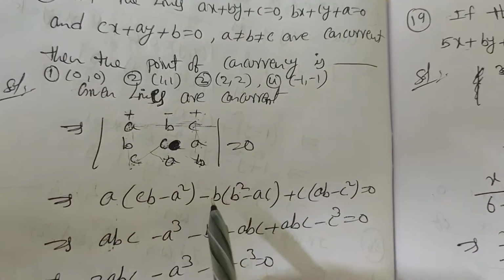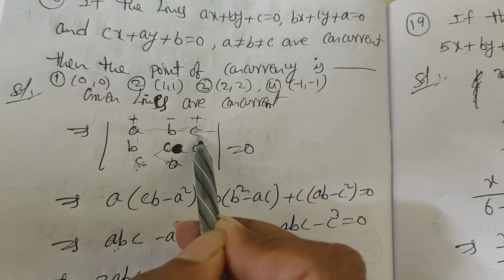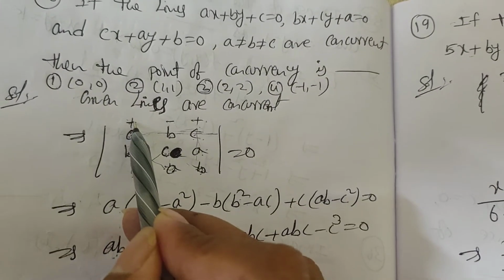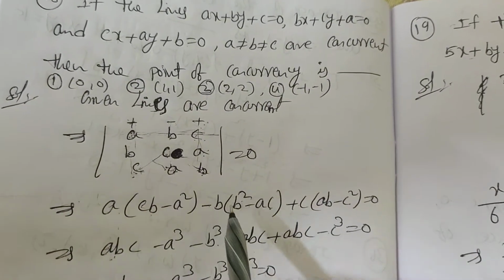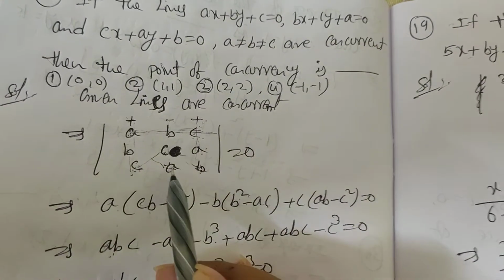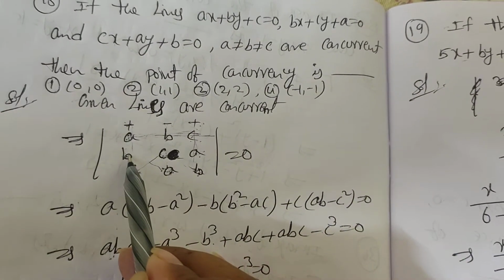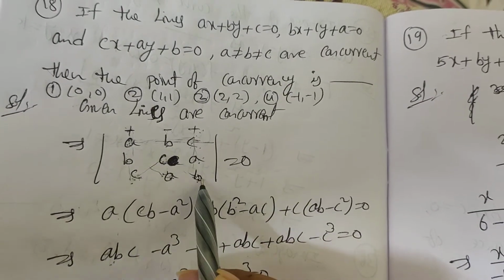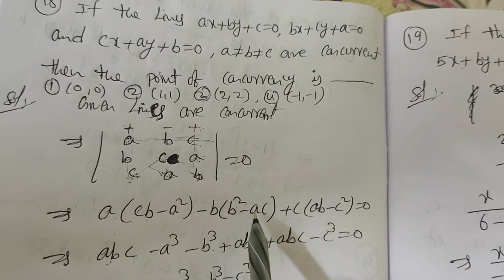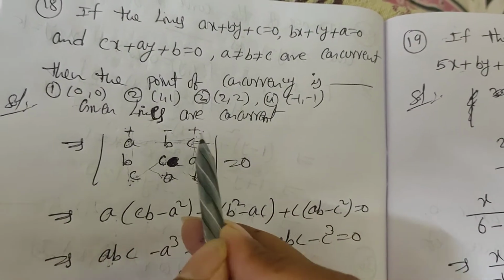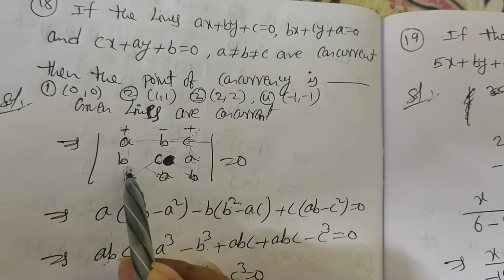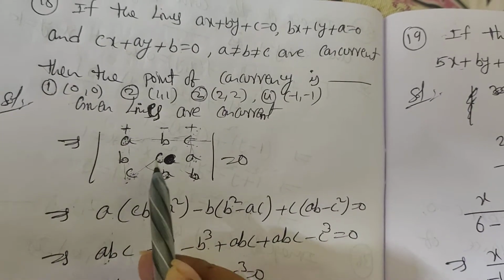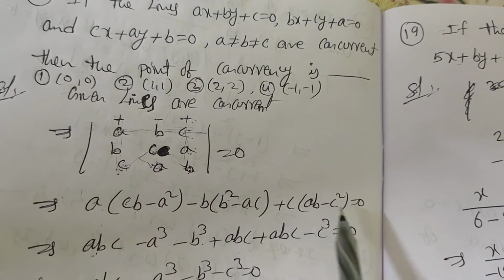Next minus b. Whatever the numbers may be, positive or negative, no problem, but you should follow these signs. So minus b into, leave the row and column passing through b. The remaining numbers are b a, c b. Again cross multiply: b into b, b square, minus c into a, ac. Next plus c into, again leave the row and column passing through c. Cross multiplication: b into a, ba, minus c into c, c square. That is ab minus c square.